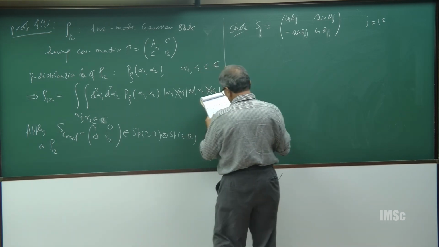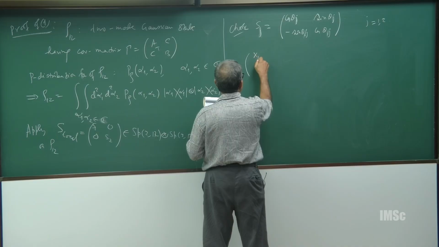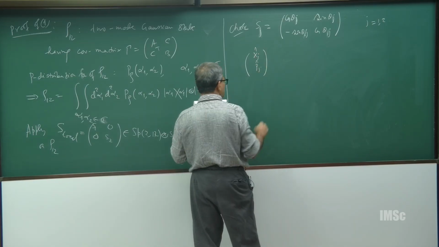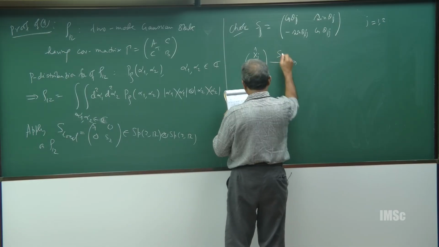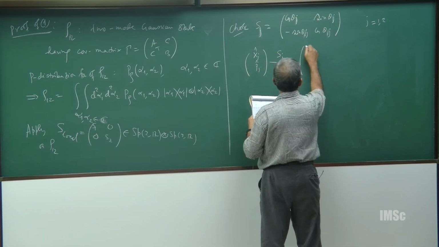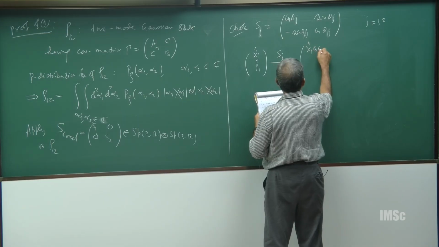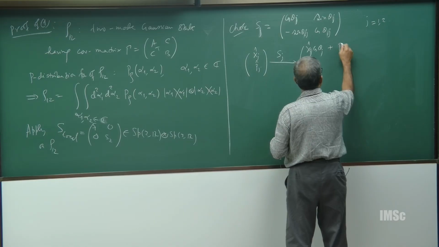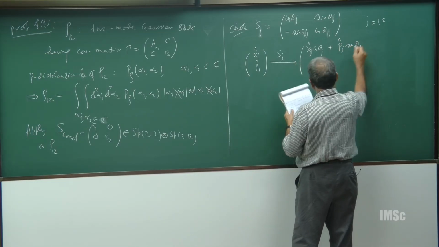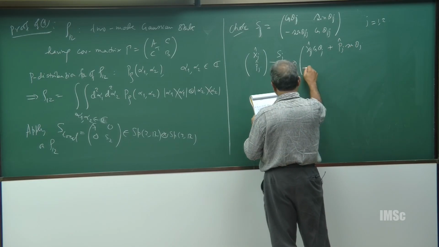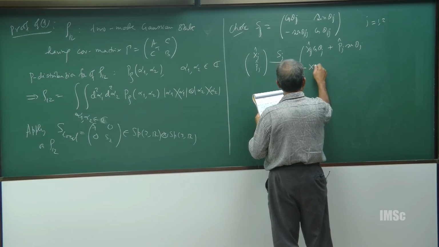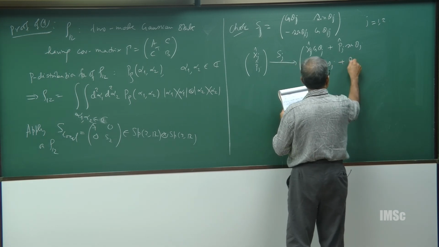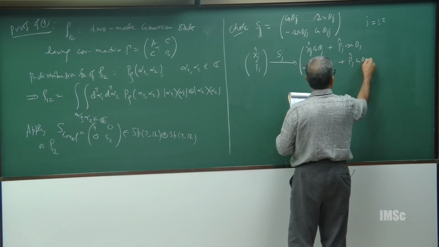So, you know that this will take x_j, p_j for the jth mode. Under this action of S_j, it will go to x_j cosine theta_j plus p_j sin theta_j, and minus x_j sin theta_j plus p_j cosine theta_j, right.